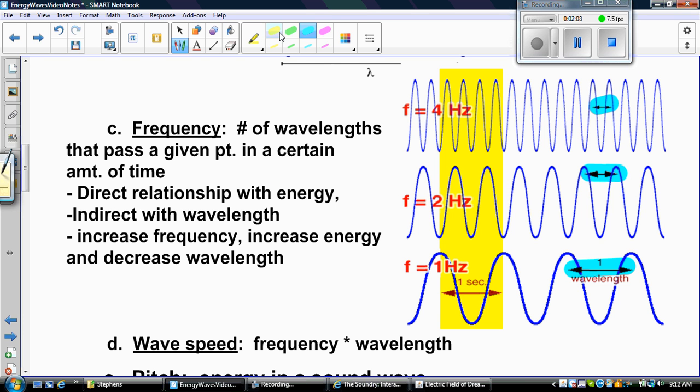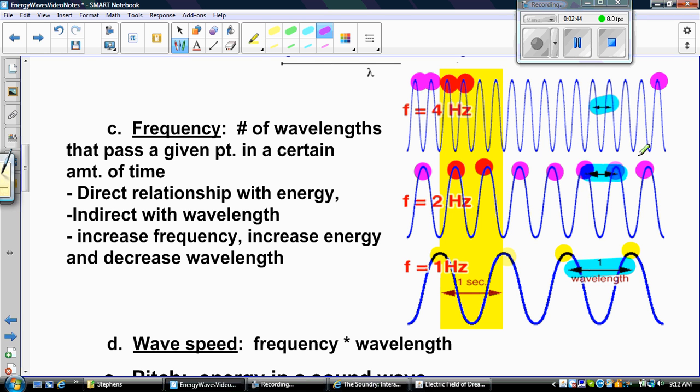So what you do is you count the number of waves that pass a given point. So here's a wave, wave, wave. In this case, there were 4 waves that passed a given point. Then if you come up here, 1, 2, 3, 4, 5, 6, 7, 8. 8 waves pass. Up here, 1, 2, 3, 4, 5, 6, 7, 8, 9, 10, 11, 12, 13, 14, 15, 16 waves pass a given point.